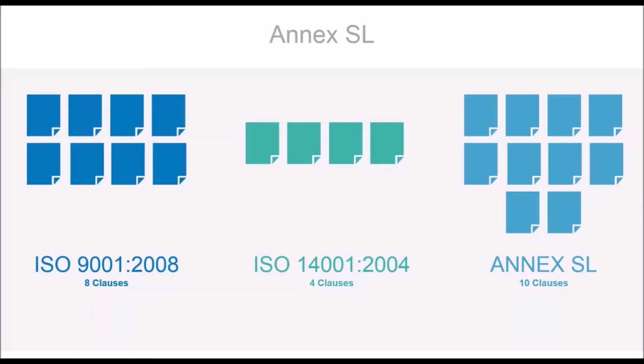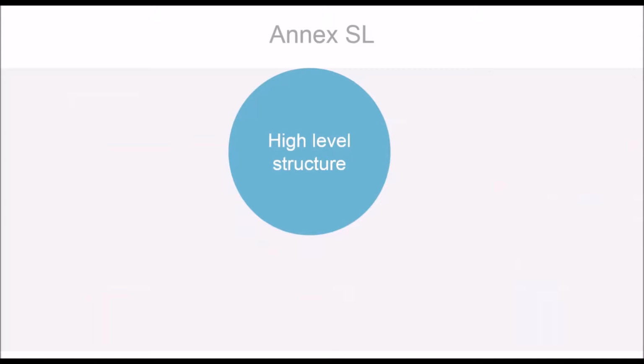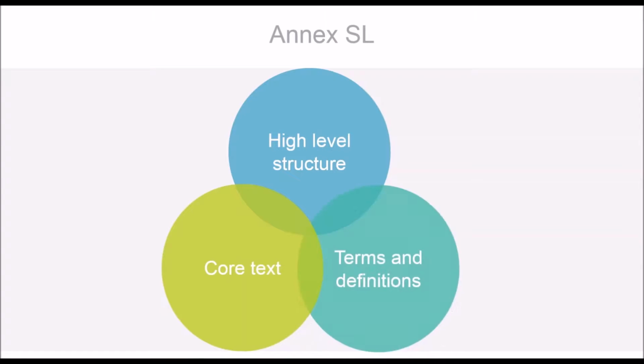But first, let's have a look at the new structure, Annex SL. According to IRCA, it is the most significant innovation in management system standards since the introduction of ISO 9000 itself. There are 3 main points in Annex SL. Firstly, the high-level structure will be adopted for all management system standards. So now all management system standards will have the same clause names and numbering, independent of which sector standard it is for. Secondly, the core text will be identical. And thirdly, there will be common terms and definitions across all standards.